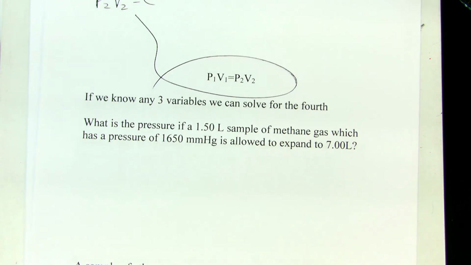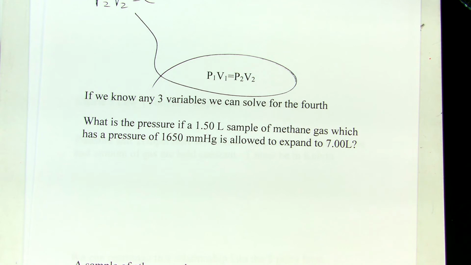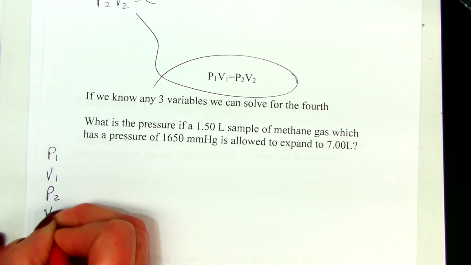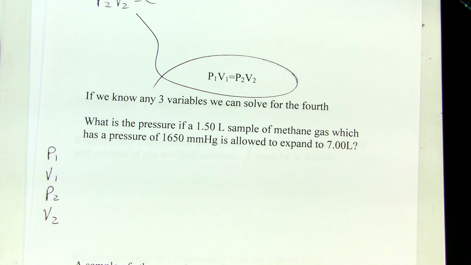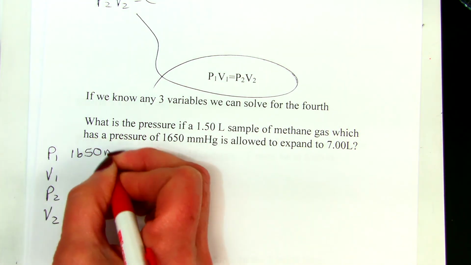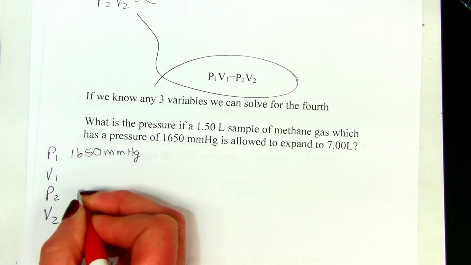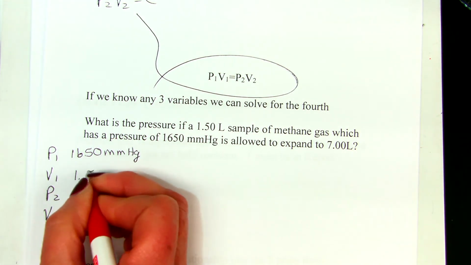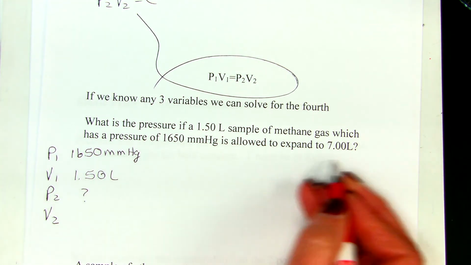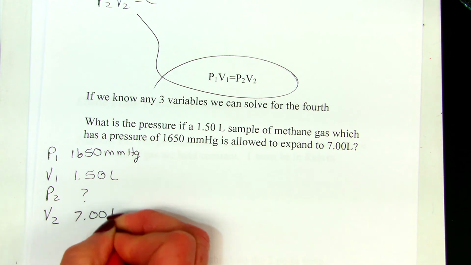So let's look at an example. What is the pressure if a 1.5 liter sample of methane gas with a pressure of 1,650 millimeters of mercury is allowed to expand to 7 liters? Well, if we look this up, I like to just go through and identify the variables and get the numbers away from the words. So my original pressure is 1,650 millimeters of mercury. My original volume is 1.50 liters. What is the pressure? So my next pressure is unknown and the volume is 7.00 liters.